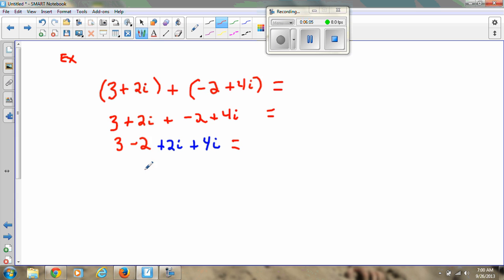Now with some simplification, I can say 3 - 2 is 1, plus, for the imaginary part, 2i + 4i is 6i. So adding these two complex numbers, I came up with 1 + 6i. What was the key step? Simply combining our like terms.